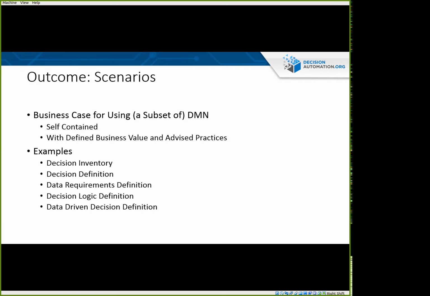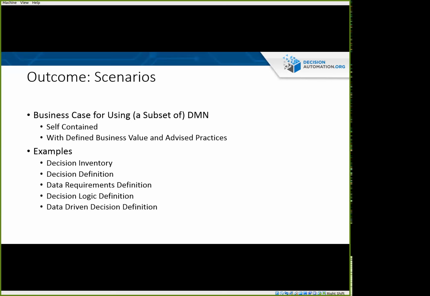And a little known variation of this business scenario is basic logic definition, which is a scenario which focuses on discrete logic being modeled, perhaps for process integration or perhaps some other purpose, where there's no apparatus of the DRD. There's no overarching decision, they're just discrete bits of logic.